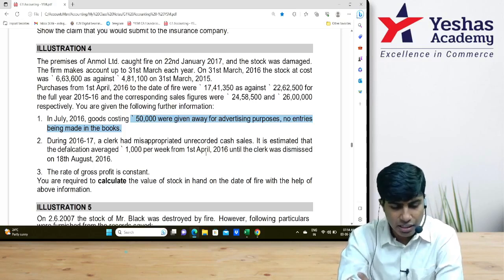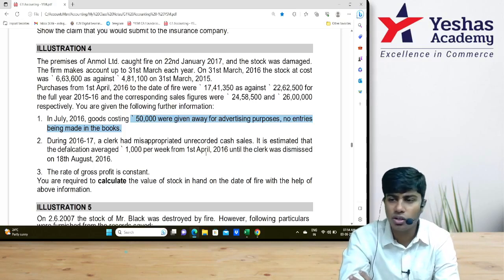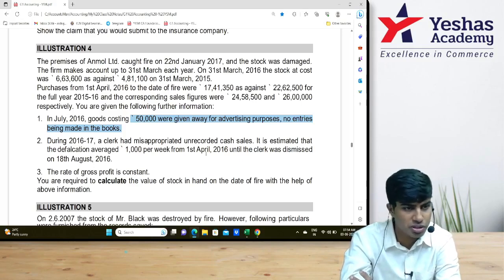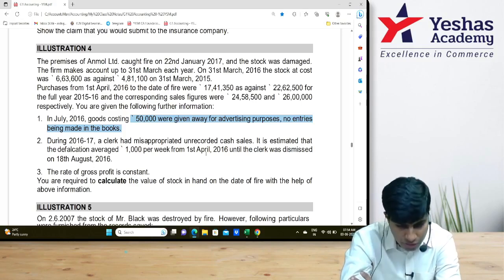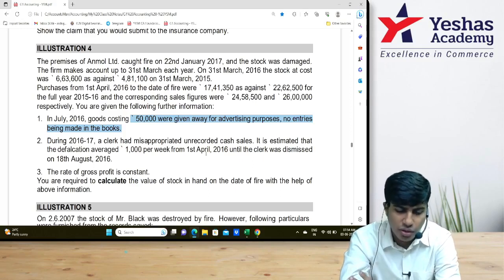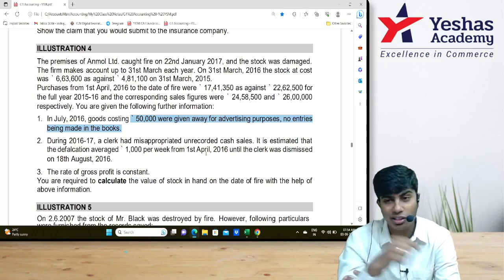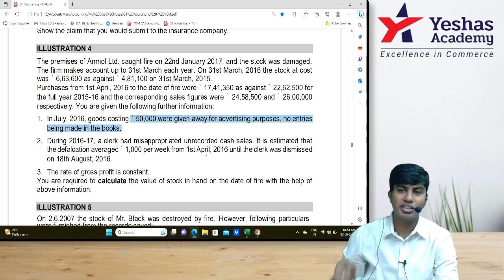Got it? So 20,000 rupees will be added to sales, and then we also remove the GP on the same. So sales has an adjustment, purchase also has an adjustment. Then you are required to, the rate of gross profit is constant. Underline that word, constant.